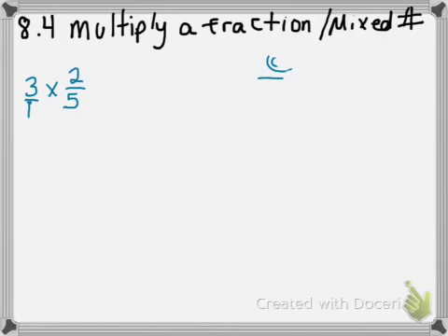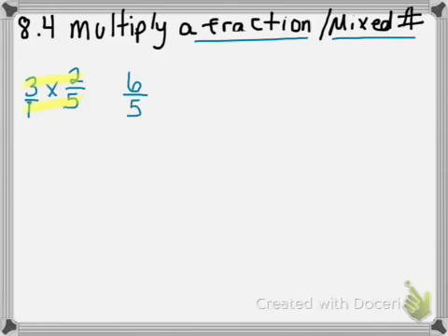What we're going to be talking about is how to actually multiply a whole number by a fraction, and then also multiply a whole number by a mixed number. So let's start with this. I've always taught the kids to go ahead and put the whole number over 1, because when we multiply a whole number times a fraction, we multiply straight across. So we're going to take 3 times 2, which is 6, over 1 times 5, which is 5.